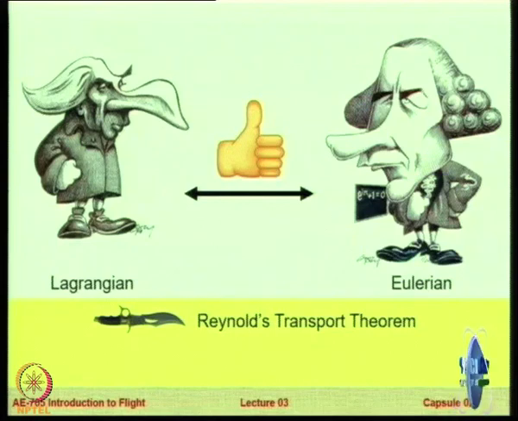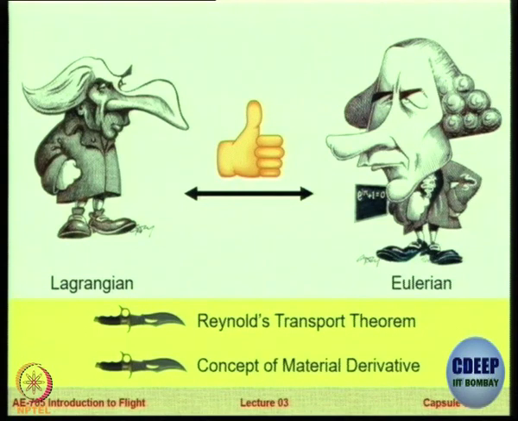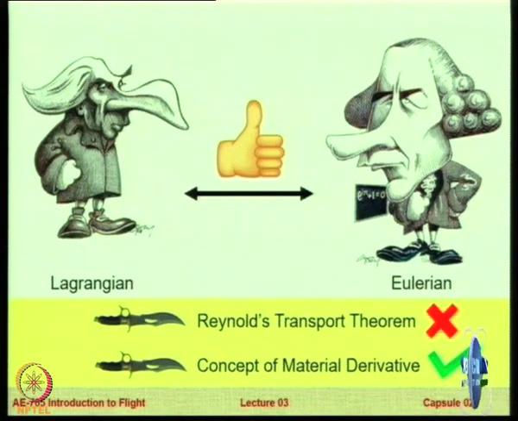So basically these two are connected. We can easily connect them. And one way of connecting them is called the Reynolds transport theorem, but we will not study that today. We will use the other one called the concept of material derivative. Okay. So once again, you can understand the connect between these two scientists and their approaches using two methods. There could be more, but today we will discuss only the concept of material or substantial derivative to see how these two are connected. So let us see.